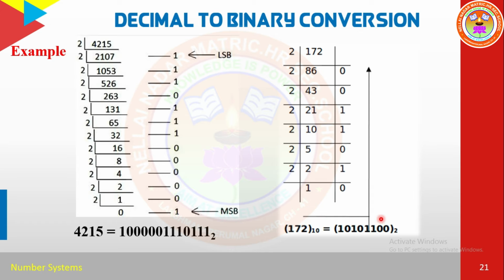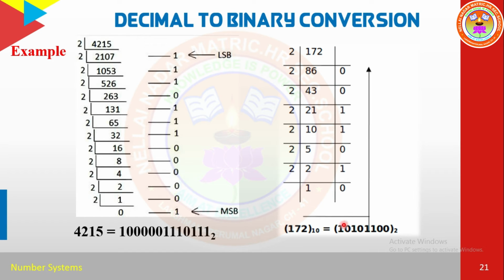This upward arrow mark should be mentioned here for what purpose? To write the values from the bottom to the top. So write 1 0 1 0 1 1 0 0. That is the answer of this decimal to binary conversion example. So you just write like that: 1 0 1 0 1 1 0 0 base 2. We are putting the base value 2 because we have converted a decimal to binary.